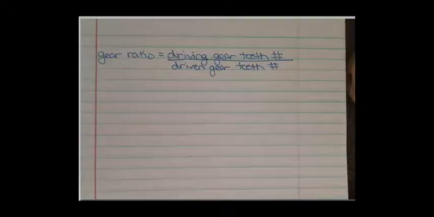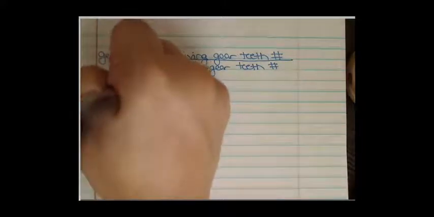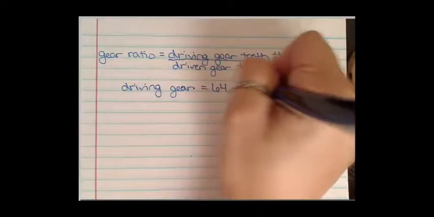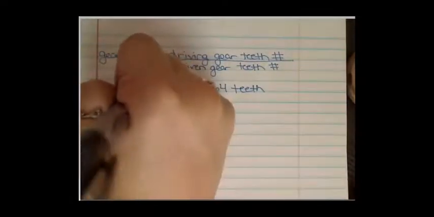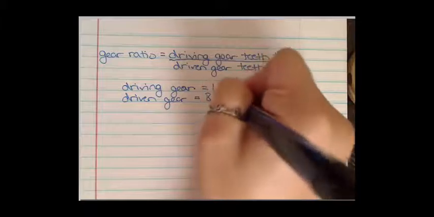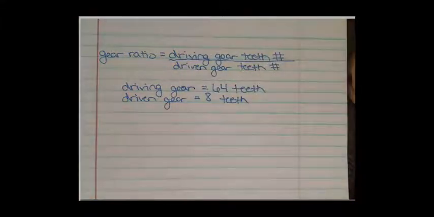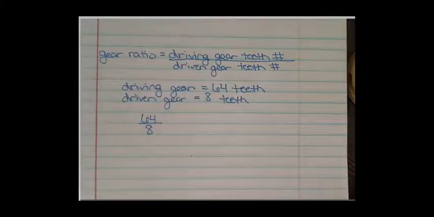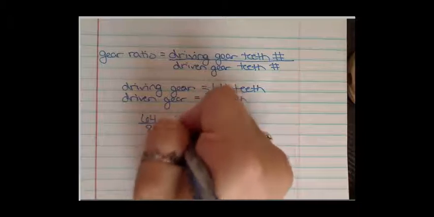The problem's going to look like the driving gear is 64 teeth, and the driven gear is 8 teeth. So that's what the problem's going to look like. Then you just need to do your ratio. The driving gear's on top, so it'll be 64. The driven gear's on bottom, which is 8. That's not reduced, so we do need to reduce it. So it'd be 8 over 1, or 8:1.